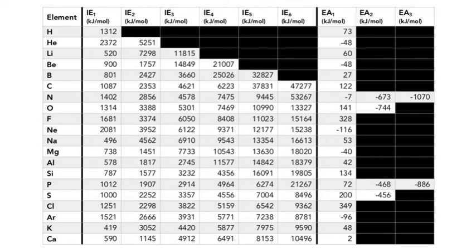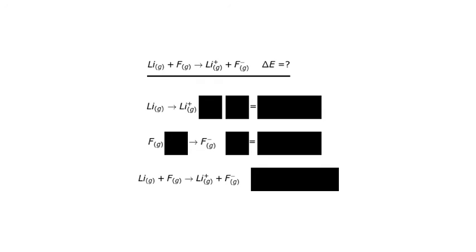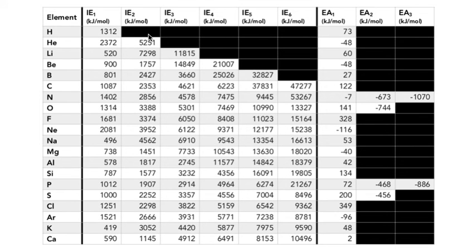We're going to begin with a sample problem involving lithium: an atom of lithium gas reacting with an atom of fluorine gas to produce a lithium ion, positively charged, and a fluoride ion, negatively charged. We're going to solve this as a change in energy per mole, because all of these provided values are in kilojoules per mole of reaction.